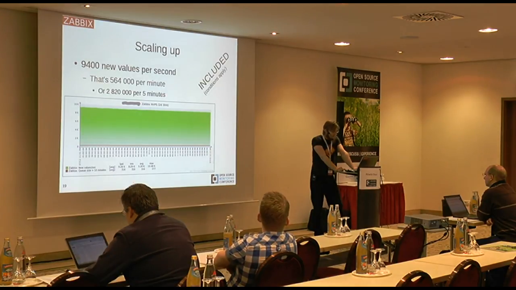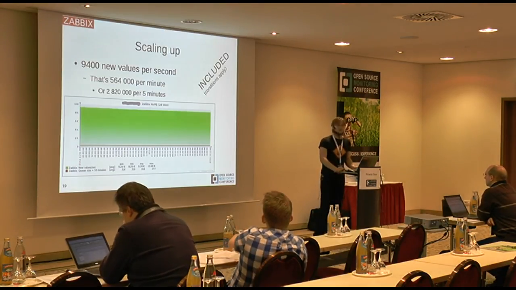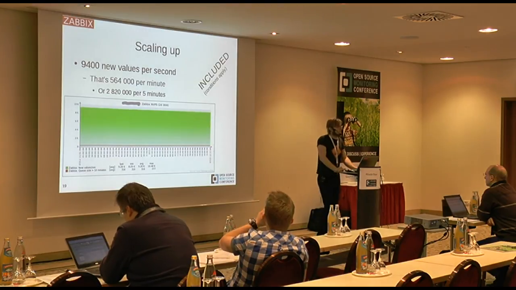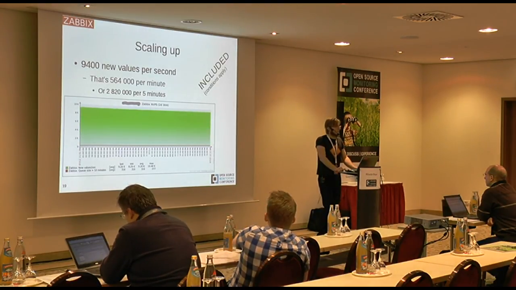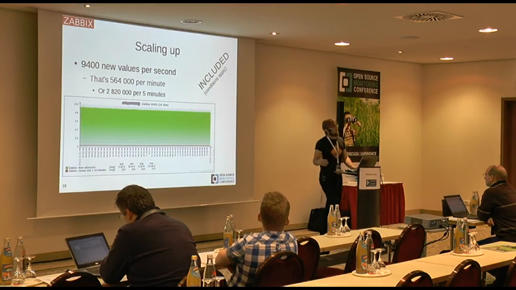We have an unsupported but working branch of storing historical values in Cassandra. We plan to polish it and include it as a supported branch as well, which should actually push this number way, way up if you would use Cassandra for historical values. But that's currently planned in the 2.2 branch. We have to first finish it and then work on that Cassandra built-in support as well.